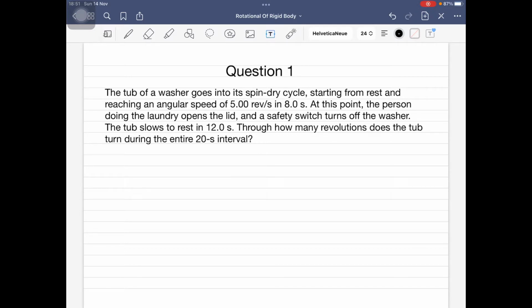And question number 1 said that the tub of a washer goes into its spin dry cycle, starting from rest and reaching an angular speed of 5 revolutions per second in 8 seconds. At this point, the person doing the laundry opens the lid, and after that, the safety switch turns off the washer. The tub slows to rest in 12 seconds. Through how many revolutions does the tub turn during the entire 20-second interval?